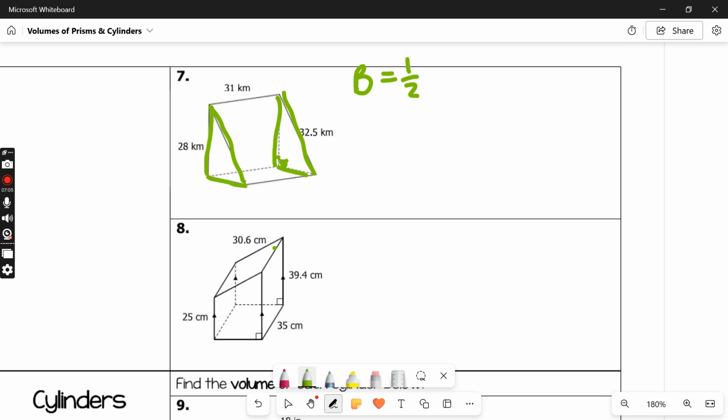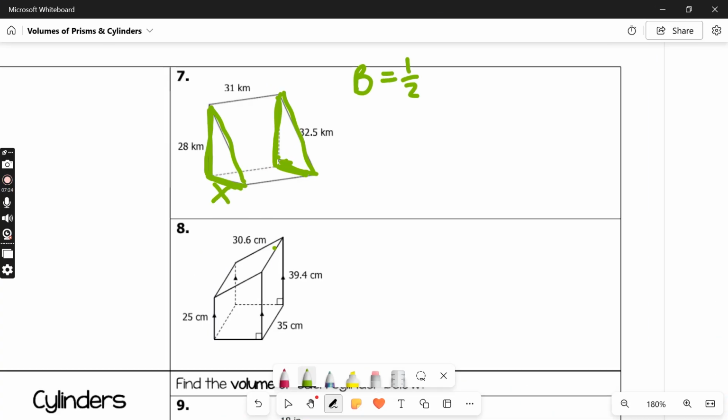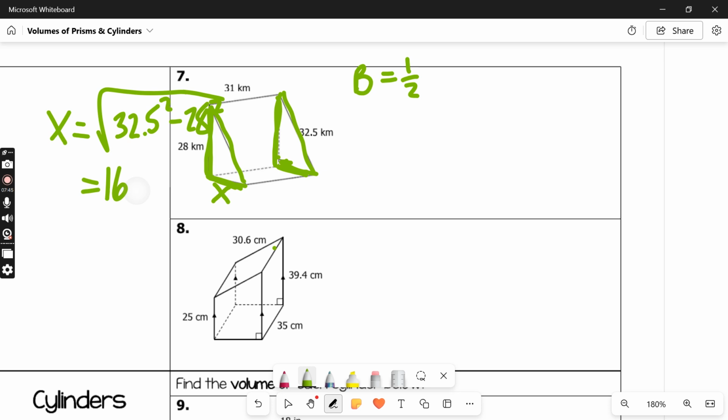Okay, so they're always connected by a right angle, which would be this 28 that's marked right here as the height, but then this base right here is not marked. So I need to find that. I'm going to call it x for now. This is a right triangle, so the way that I'm going to find x is the hypotenuse, which is 32.5 squared minus 28 squared, and then I'm square rooting that. Okay, so when I find that, I get that value is 16.5.